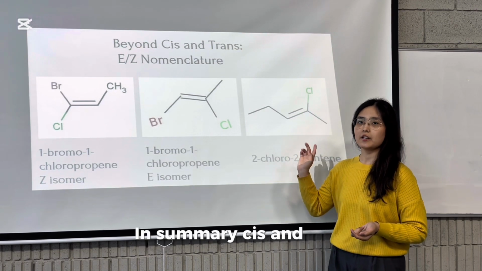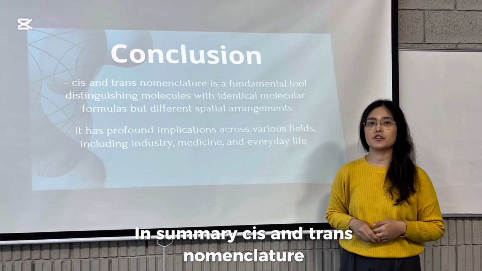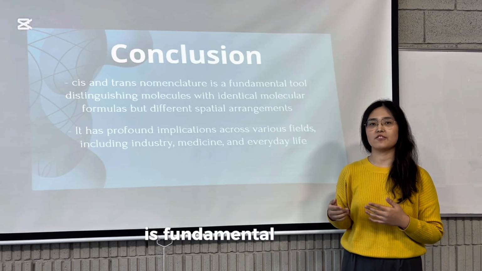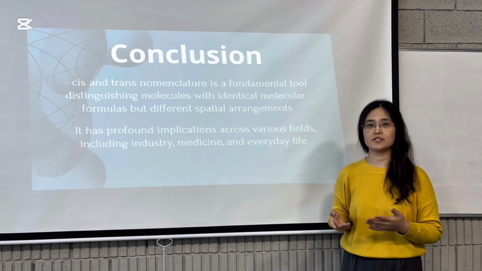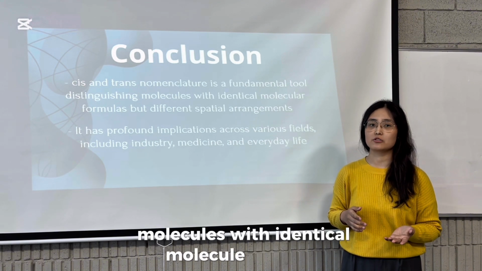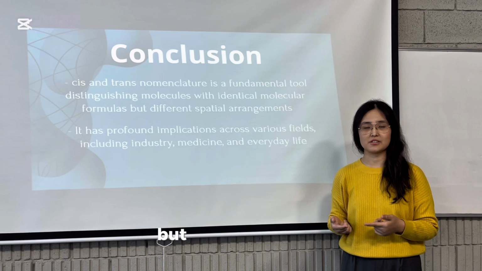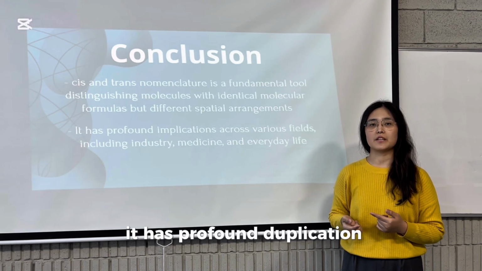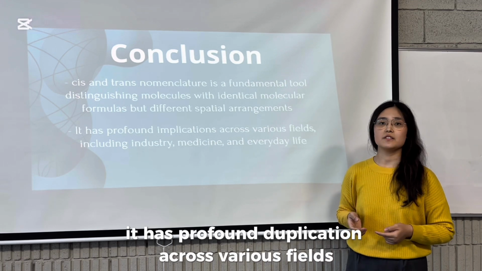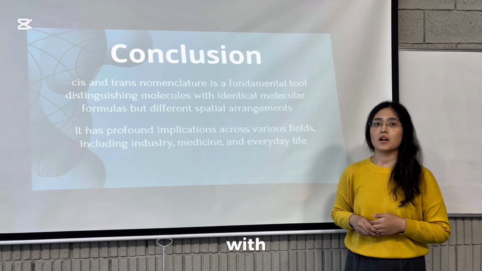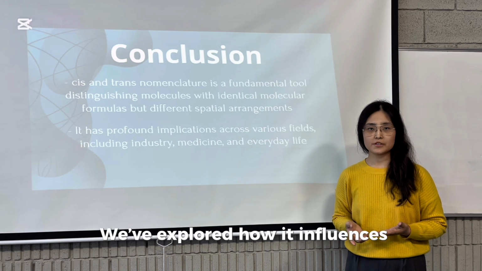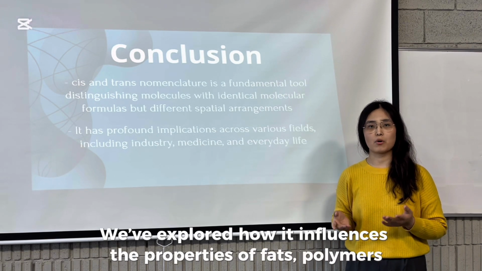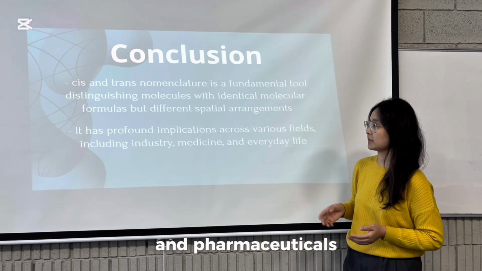In summary, cis and trans nomenclature is a fundamental tool for distinguishing molecules with identical molecular formulas but different spatial arrangements. It has profound implications across various fields. We've explored how it influences the properties of fats, polymers, and pharmaceuticals.